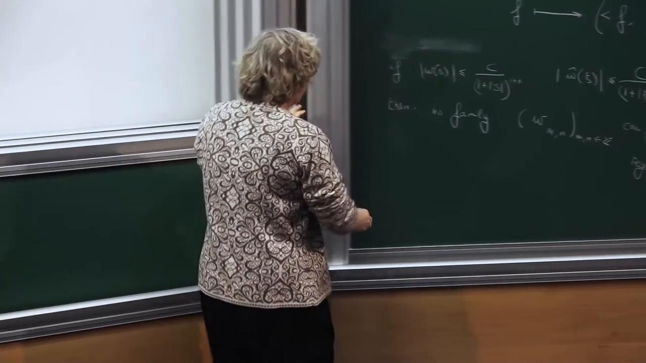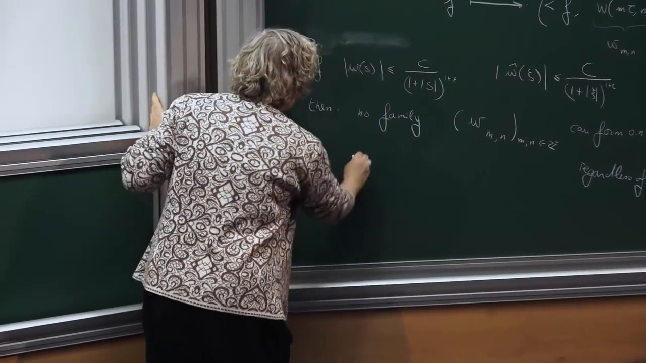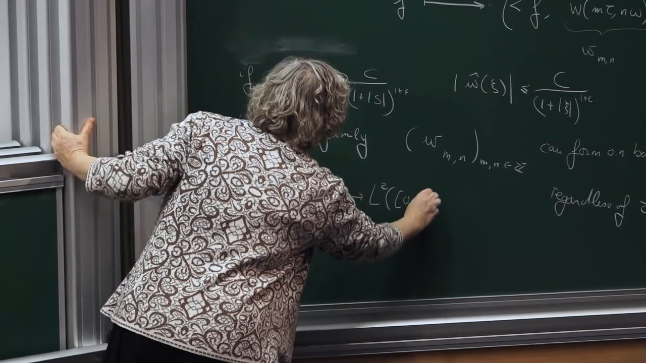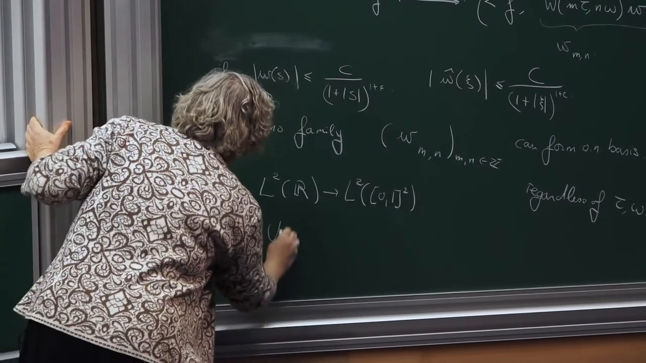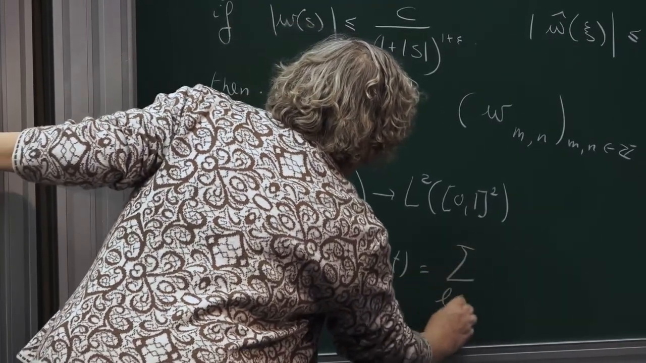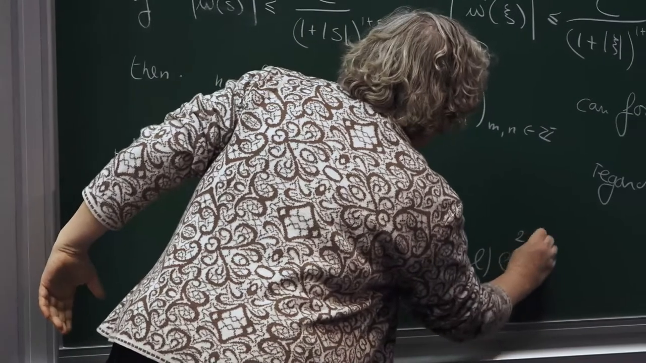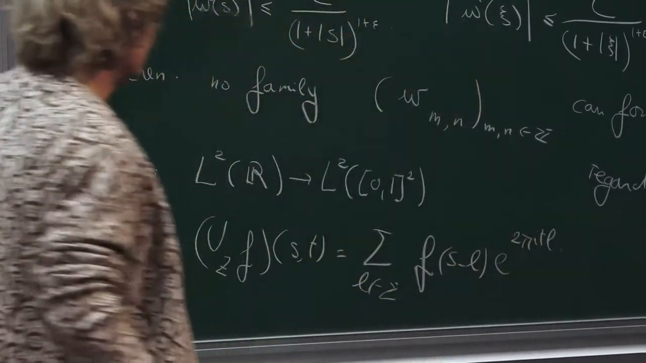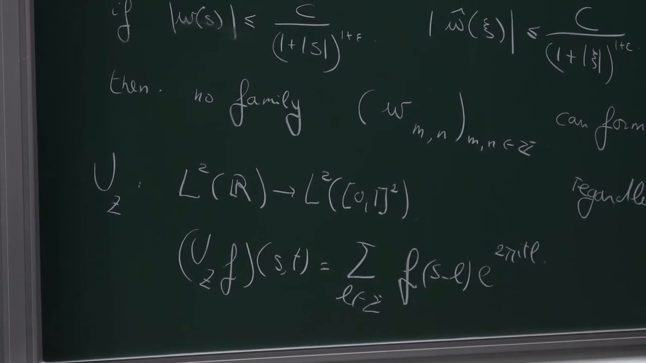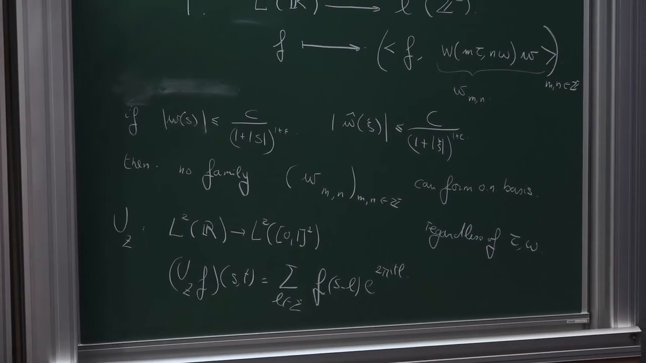And as a tool in that proof, what I had also introduced was a transform from L2 of R to L2 of the square, which I called the Zak transform, and which was defined by this sum. And it's well defined for f that have sufficient decay. But what we showed is that on such functions, it was a norm-preserving operator. And so we could extend it to all of L2 by unitarity. And we proved that an orthonormal basis was mapped to an orthonormal basis. And so we were done.